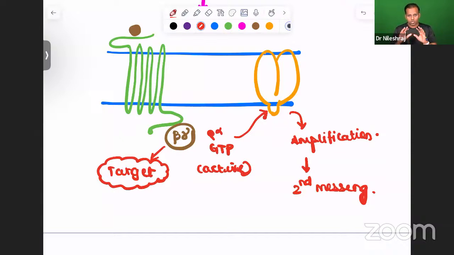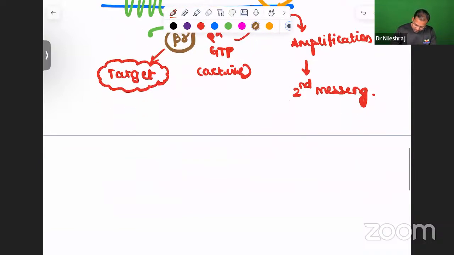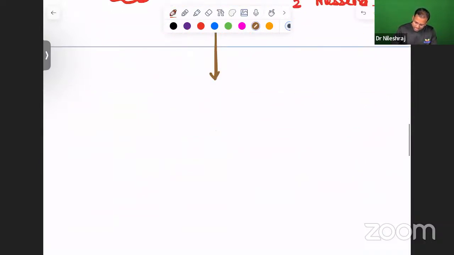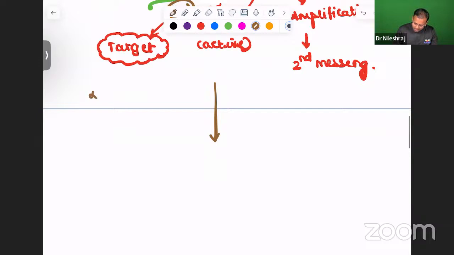Now, how are the effects going to be stopped? The total effects are going to be stopped when the ligand is unbound, which means the ligand is moving out or the ligand is going to get broken down. Now, there is no impulse coming towards the intracellular area.